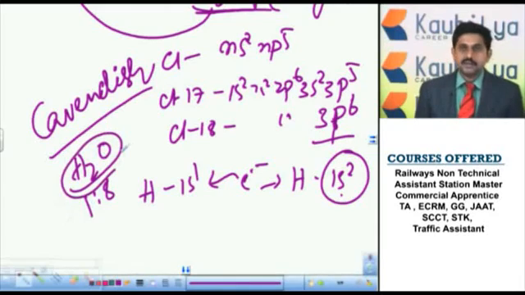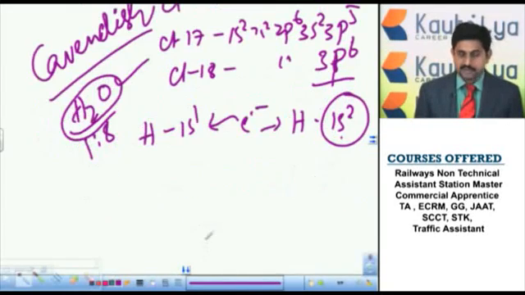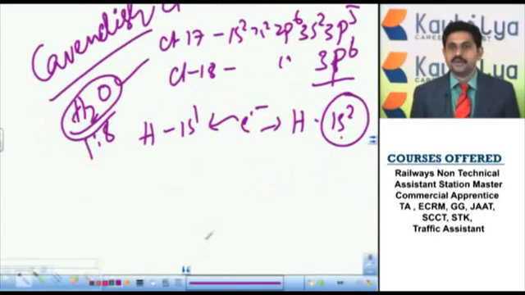However, this is somewhat explosive also. So we do not fill balloons with hydrogen. Generally, balloons are filled with helium gas, not with hydrogen gas. So this is about the periodic classification. The first group elements are called alkali metals.